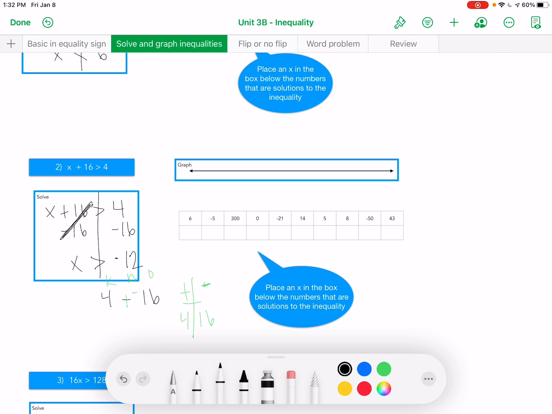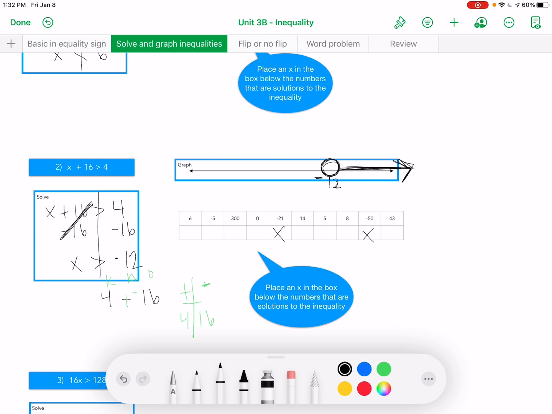Let's test some numbers: 6, negative 5, 30, 0. Ooh, negative 21 is less than negative 12, and so is negative 50. So those are the only two numbers that could be part of that solution set. So here I'm going to say negative 12. It's saying it's not negative 12. It has to be less than. And your arrow is pointing to the left.